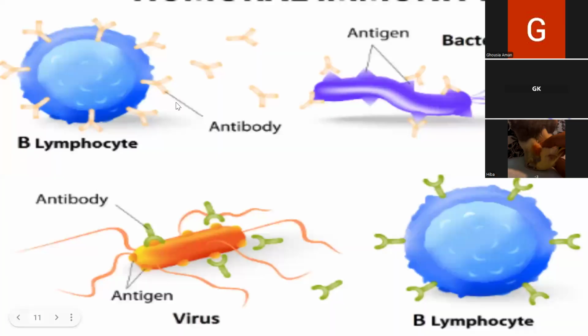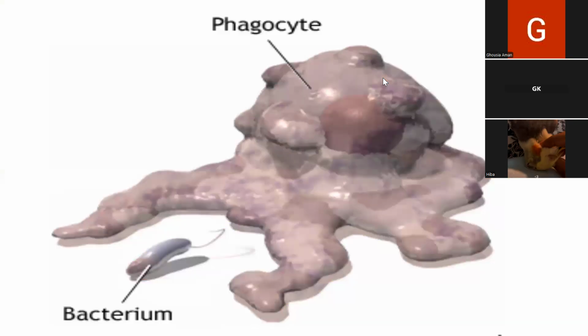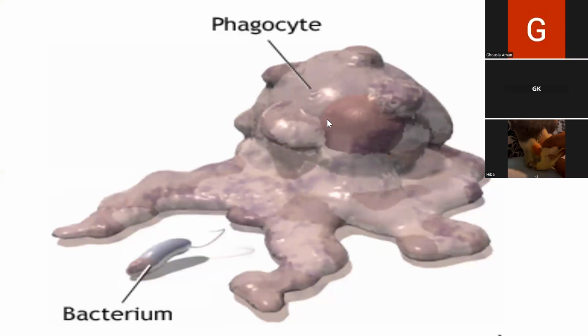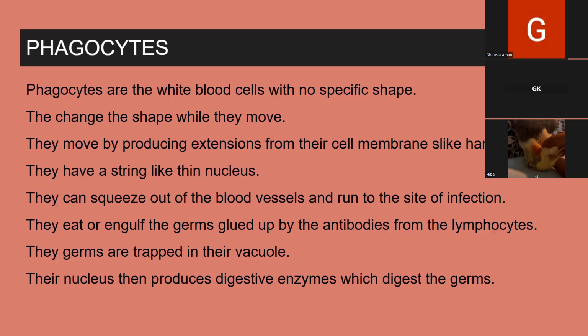Now look at this picture. This is the lymphocyte, and these Y-shaped things coming out are called antibodies, and this purple thing is the bacteria. The antibodies are clumping the bacteria together, and then it will be ingested and eaten up. Look at this picture. This is the phagocyte, producing arm-like extensions. The bacteria is going inside, and eventually it gets inside the phagocyte, and the phagocyte will digest it. This process is called phagocytosis, and this is our primary immune response.